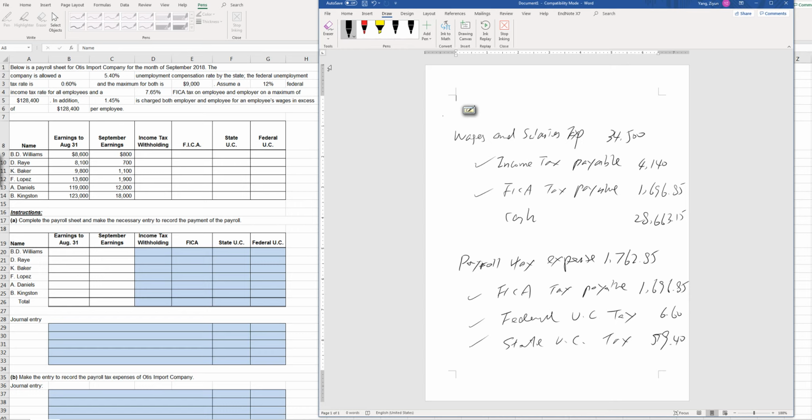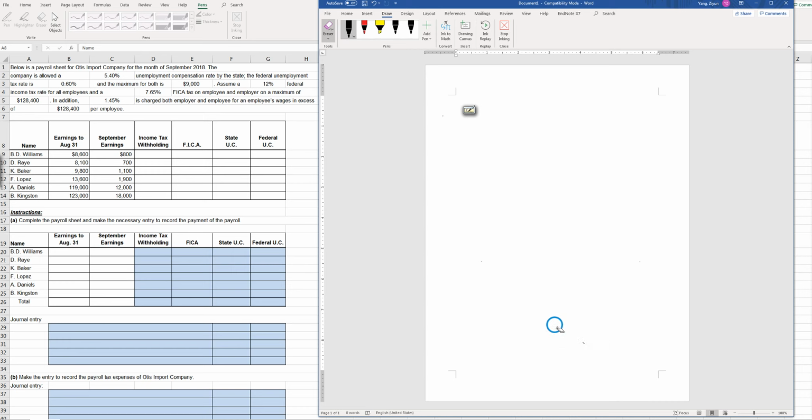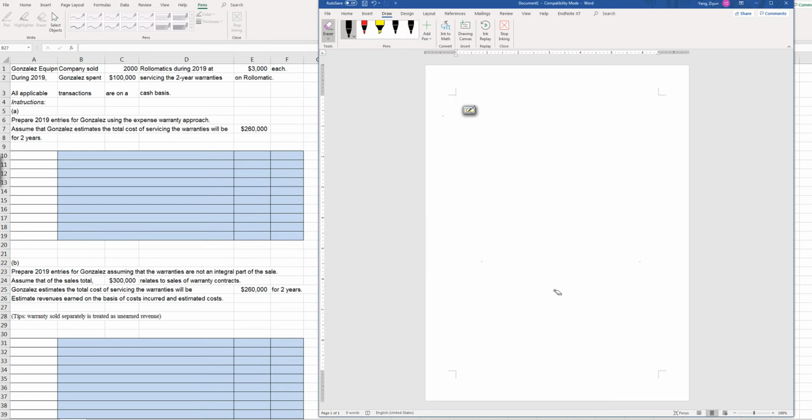So let's move to the next one, the warranty. And we know warranty is one of the typical contingencies, and that will be reported as a liability on the balance sheet. All right, so let's take a look at this question.